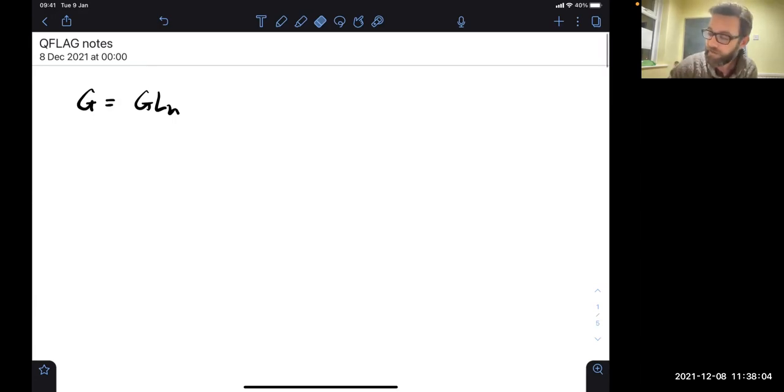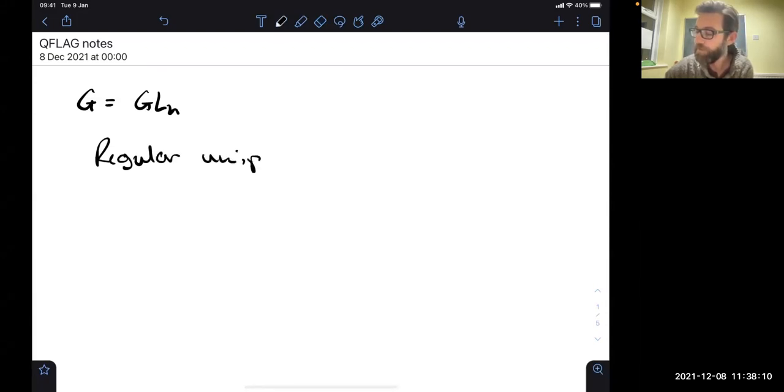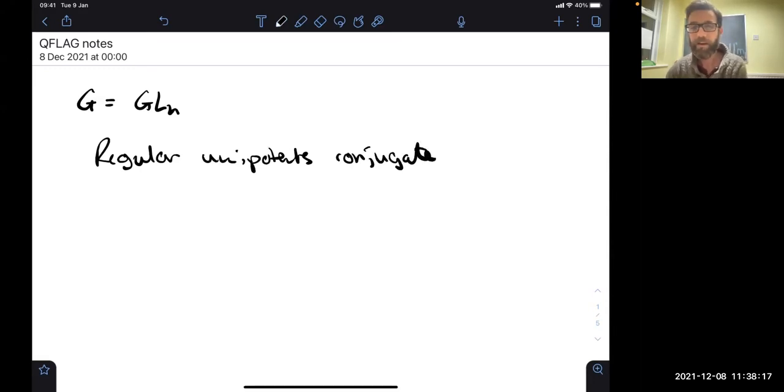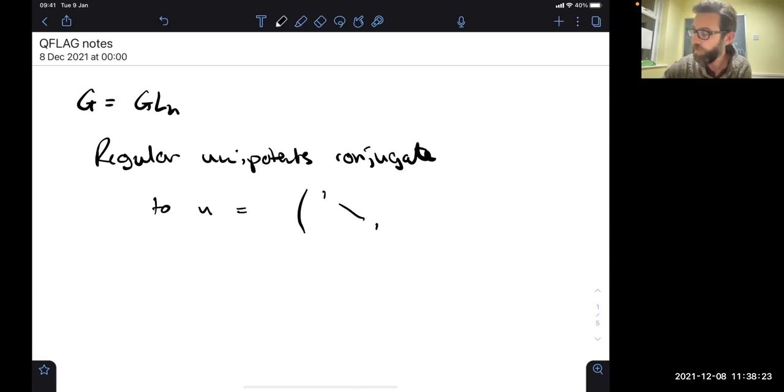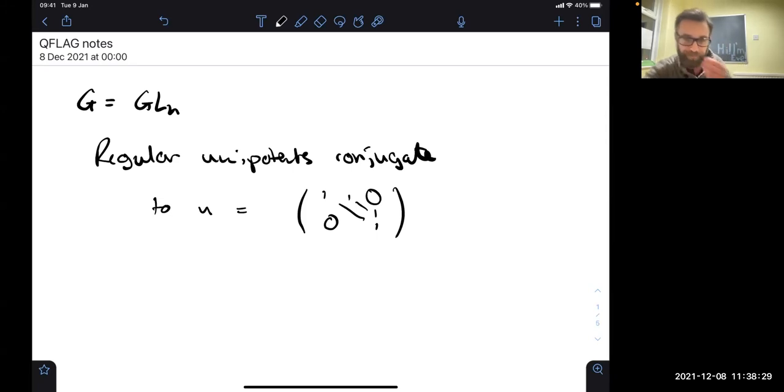So the regular unipotent elements then, the regular unipotents are all conjugate to the standard guy, which is the single Jordan block. Okay, single n by n Jordan block. That's a regular unipotent in GL_n.